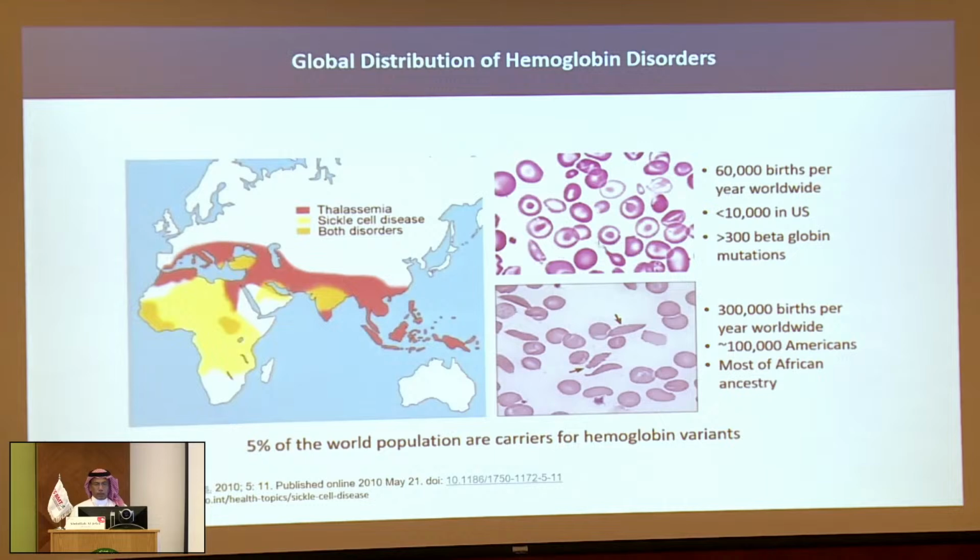Now, for thalassemia, there are 60,000 births per year and around 300 beta globin mutations. That tells you the complexity of this disease, especially for preventing disease and for couples who are interested in having a healthy child. The magnitude of sickle cell is even larger, with 300,000 births per year. In our country, as Dr. Mohammed mentioned, it's estimated around 90,000.